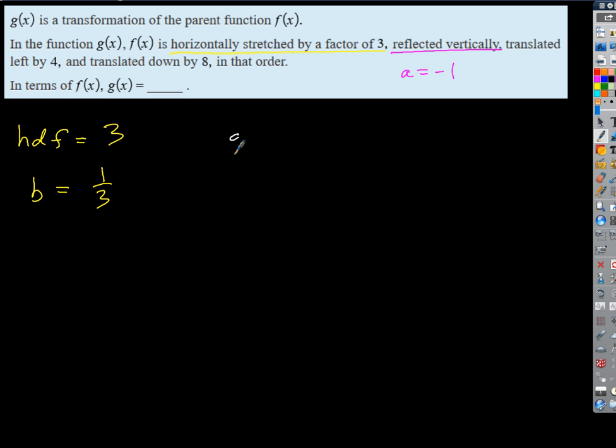So g of x is going to equal, well, actually, we've got our negative out front of the whole thing. Then we've got our f of 1/3 times, now what? Translated left by 4, what's that going to look like? Cam, what's that going to look like? Plus 4. So we get an x plus 4, and then down by 8.